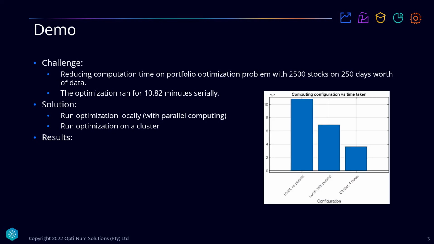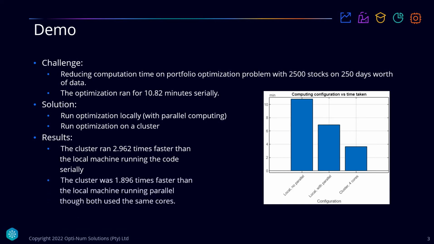Here's a plot of all the configurations looked at versus the time taken. The cluster ran 3 times faster than the local machine running serially. What's interesting is that both local parallel and cluster configurations used 4 cores, but the cluster ran 2 times faster. This can be attributed to the improved computing resources and hardware on the high-performance computer used as opposed to the local desktop machine. For example, better CPU on the HPC as well as a base speed that is roughly twice as fast as the laptop.